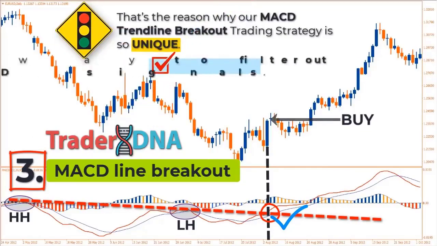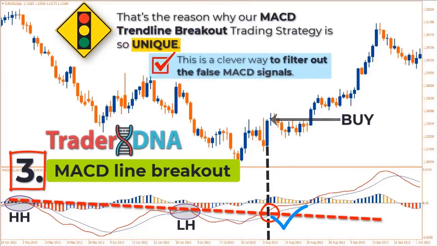This is a clever way to filter out the false MACD signals, but you have to be equipped with the right mindset and have patience until all the pieces of the puzzle come together. If you were to trade just based on the MACD crossover over time, you'll lose money, because that's not a reliable strategy. But if you use the MACD indicator along with other criteria such as what this strategy tells you to do, you will find great trade entries on a consistent basis.